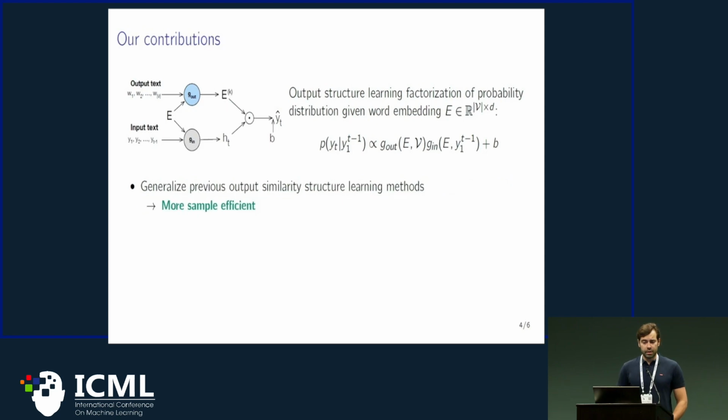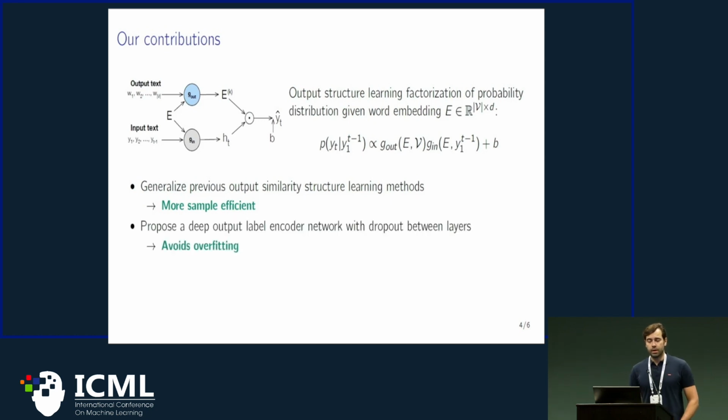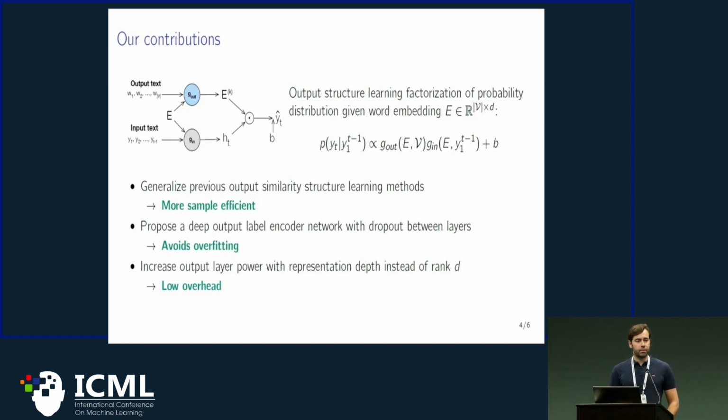Our contribution in this line of work is a generalization over previous output similarity structure learning methods for this task, which preserves their sample efficiency. We also propose a deep output label encoder network, which has dropout between layers to avoid overfitting. And we increase the output layer power with representation depth instead of increasing the rank or dimensionality D, which leads to a low overhead compared to the original parameterization.